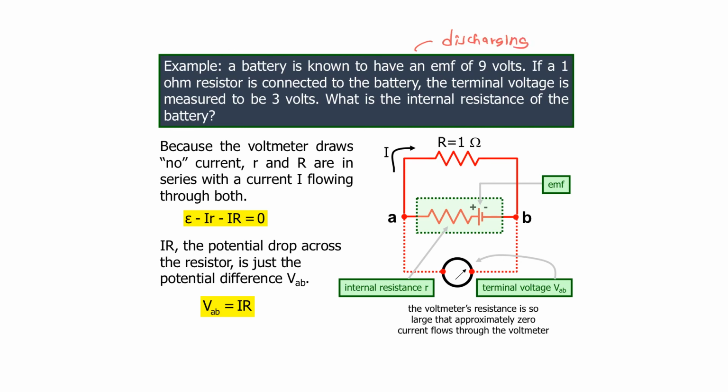Okay, so now the question asks you: a battery is known to have an EMF of 9 volts, which is the true value of EMF without connecting to the circuit. If a 1 ohm resistor is connected to the battery, the terminal voltage is measured to be 3 volts. What is the internal resistance of the battery? So the question asks you to find the internal resistance. The 1 ohm here is the external resistor.